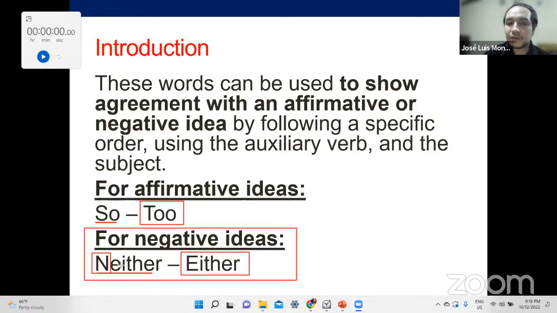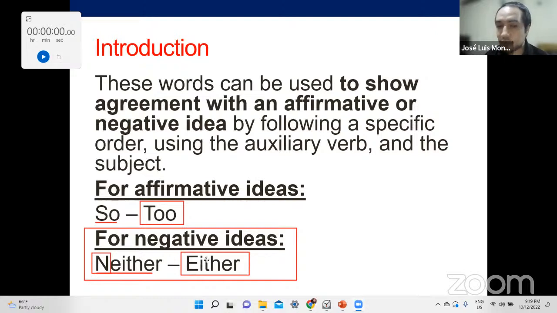So and neither work with inversion. So do I, neither do I. But so is for affirmative ideas, neither is for negative ideas. I do too, and I don't either. Because either is negative only when the idea before either is negative. If not, think of the examples: I want either this or that, it's affirmative. So you have to make it negative by adding the auxiliary conjugated in the negative way. In this case, don't.